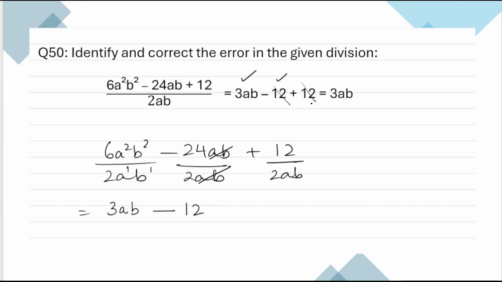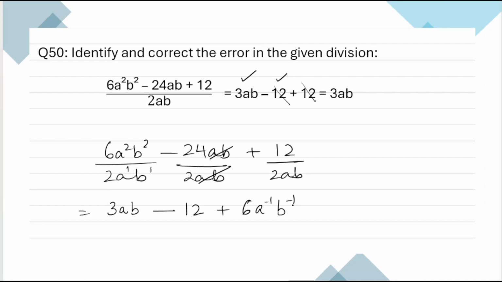Now the third term, the student has written plus 12. Let's see. Will we get just 12? No. 12 divided by 2 is, okay, let's do it here only. 12 divided by 2 is 6. And what about this ab in the denominator? If I want to shift this ab to the numerator, I will change its sign and it will become this.